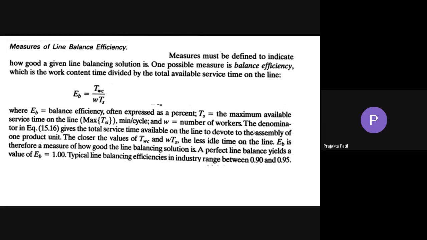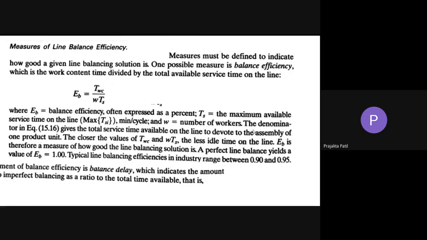The higher the balance efficiency, the better the line balancing. If the line balancing efficiency is 100%, the line is totally balanced. That is, the total work content is equally distributed among all the workers and stations. There will be no worker with more load or somebody with no load. It will be equally distributed. That is what they are trying to achieve here.